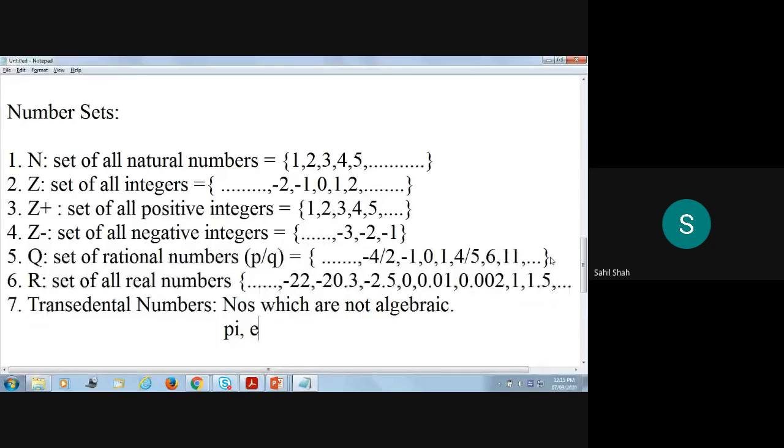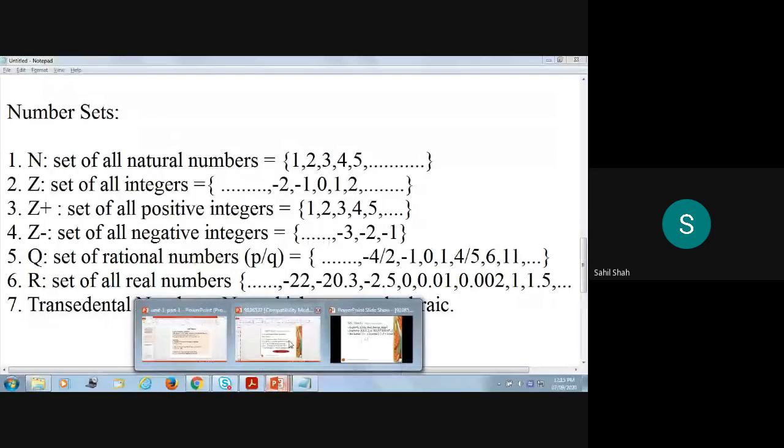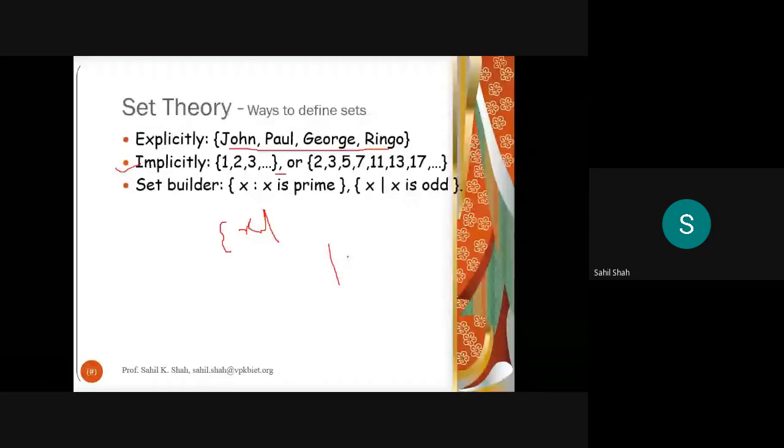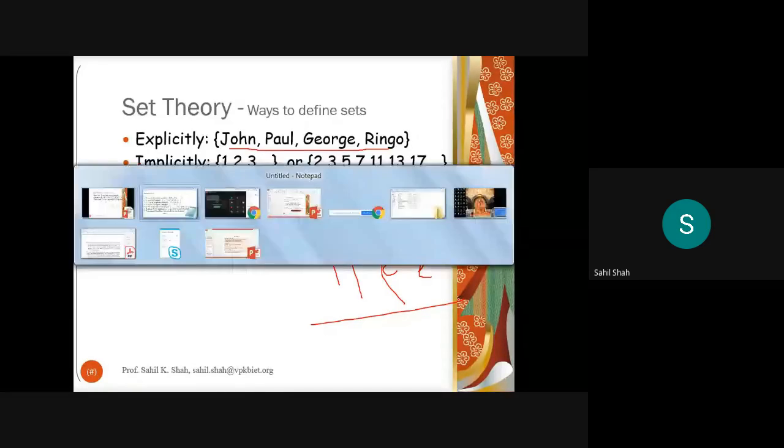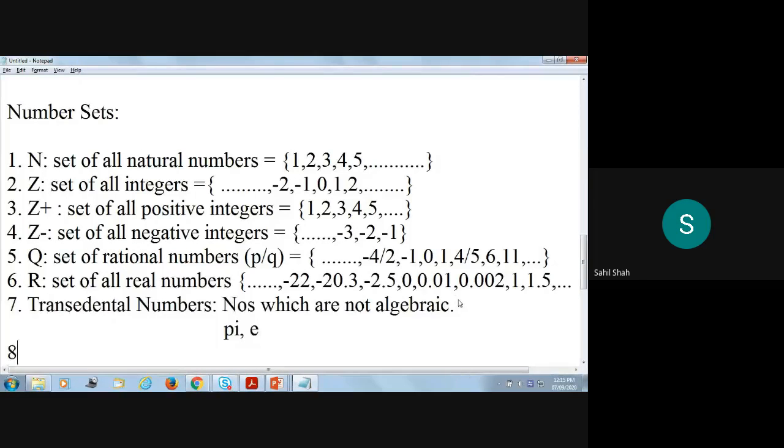Pi holds a value of 3.14. So we are using that symbol pi. What is the symbol of pi? Let me write it on my slide. If we write it like this, pi and small e, these two act as transcendental numbers. Further to this, the last set, imaginary numbers. So what are these imaginary numbers? i holds a value of under root of minus 1. So i will come under imaginary numbers.